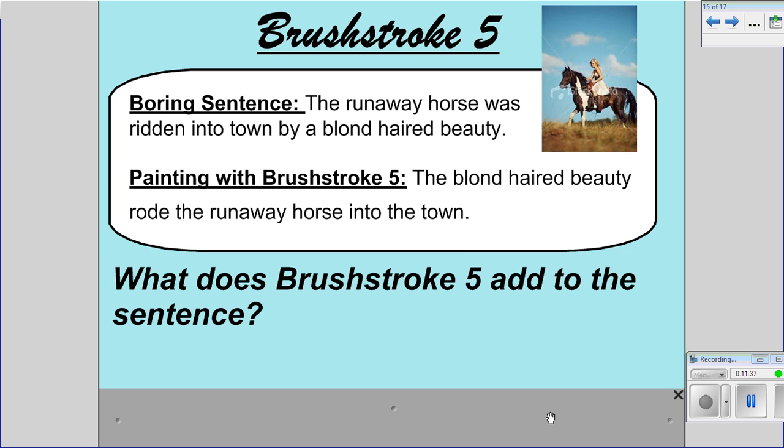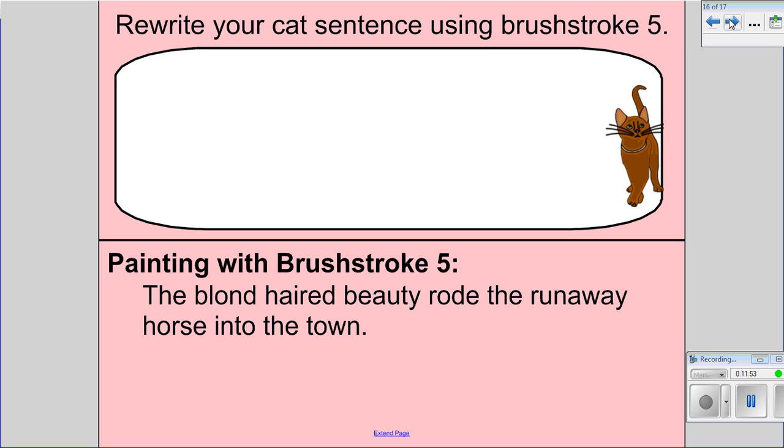So what does this brushstroke add to our sentence? Instead of having a passive voice, was ridden, meaning it already happened, with this brushstroke, we're giving an active voice. We're saying that she rode the runaway horse, so it seems like it's actually happening right now. What I'd like for you to do is, in your writer's notebook, rewrite your cat sentence using brushstroke 5. Pause the video and restart it once you've written your sentence.